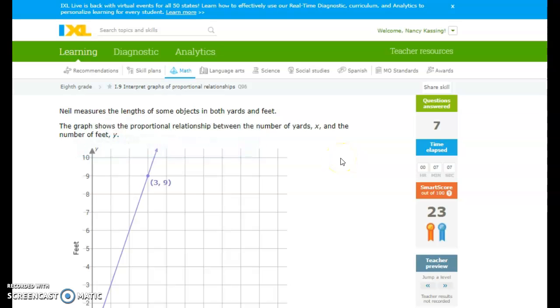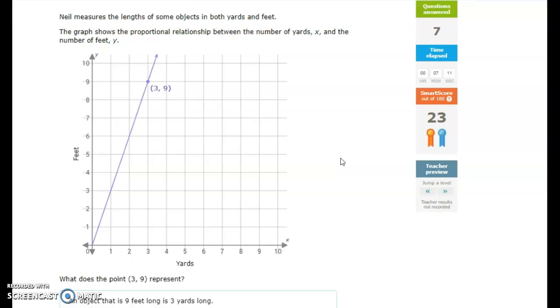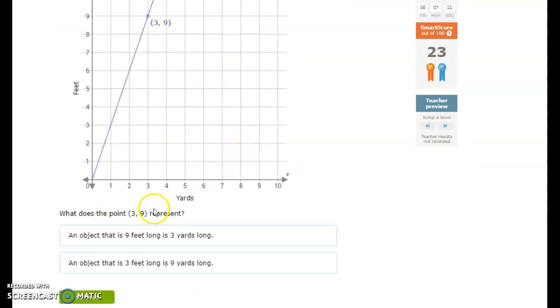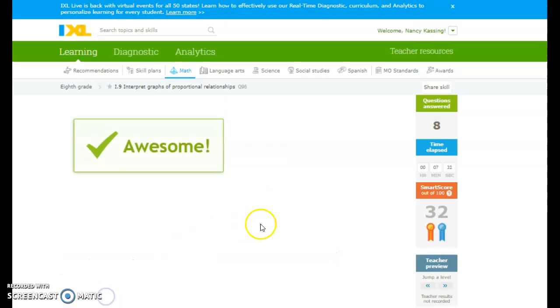Let's try another one. This one, Neil measures the length of some objects in both yards and feet. So here we have yards on the x-axis and yards is at 3. So 3 yards is how many feet? 9 feet. So what does a point 3, 9 represent? 3 yards, 9 feet. So that's what we see here. 9 feet, 3 yards. There we go.